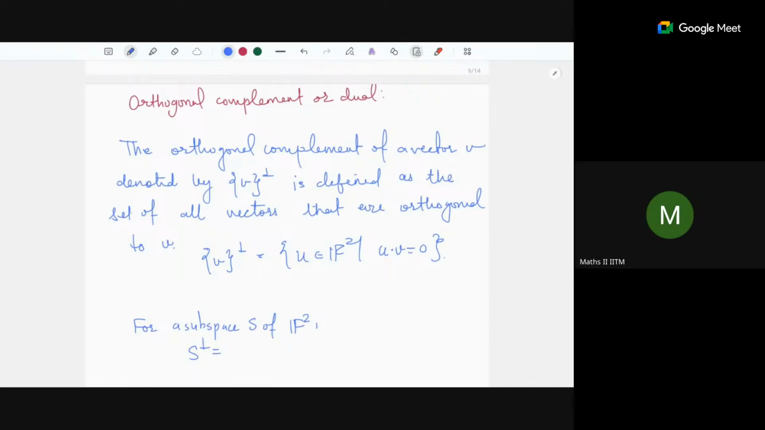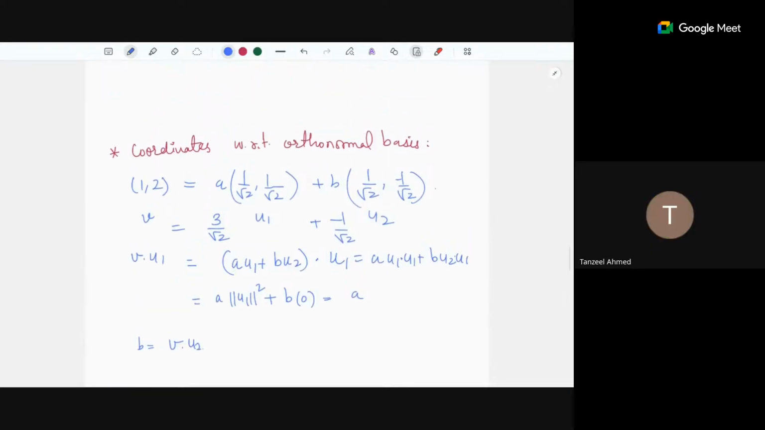Tanjit, do you have anything to ask? Just the previous page, sorry, could you scroll up? We did V dot U1, but U1 itself has two coordinates, and I think we didn't do the second coordinate. Similarly, you can do that for U2 also. And this is 0, because U1 and U2 are orthogonal to each other, so it is 0.